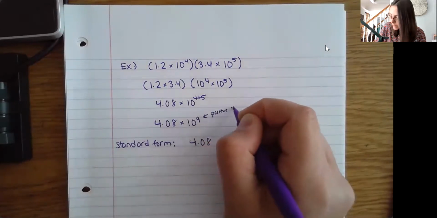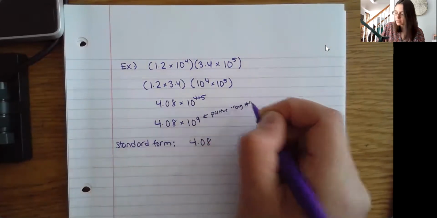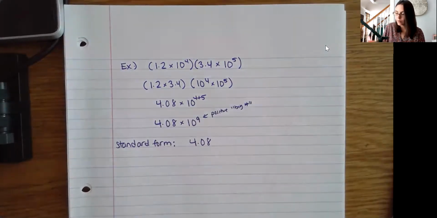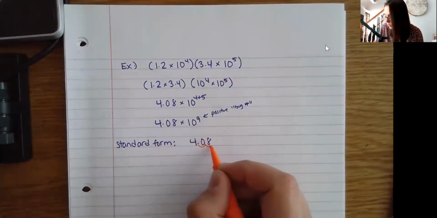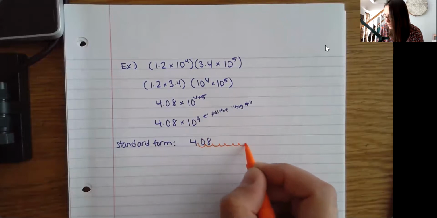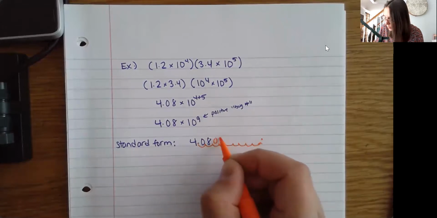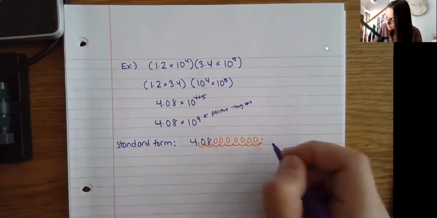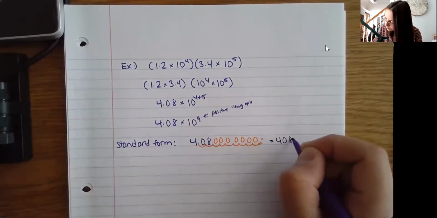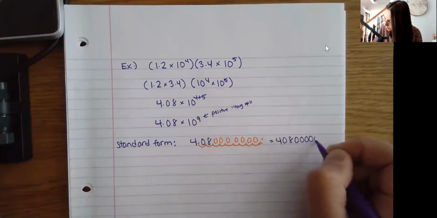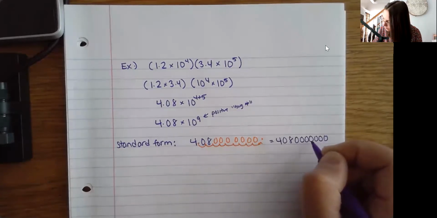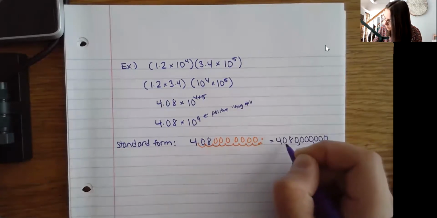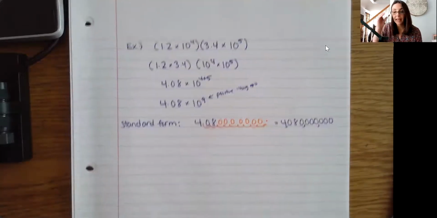So I know I have a big number. So to make this a big number, I'm going to push my decimal out to the right. So I go 1, 2, 3, 4, 5, 6, 7, 8, 9. And I fill in any holes with zeros. Okay. So 4,080 million here.